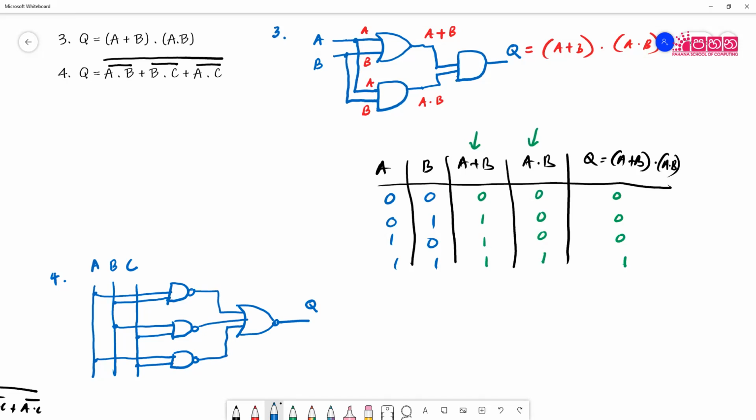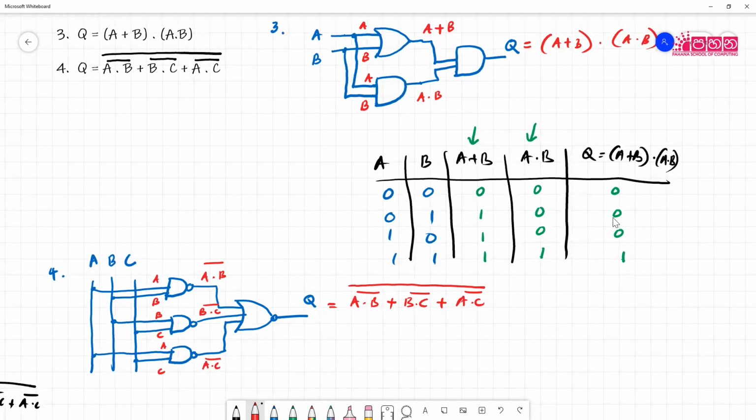So now let's look at the outputs. We have A, this is B, so this is A dot B bar. Then here we have B, we have C, so this is B dot C bar. So this is A, this is C, so this is A dot C bar. Then you combine them with addition and complement, which means A dot B bar plus B dot C bar plus A dot C bar. And then you have to get the complement of all these three. So which means we are getting this.